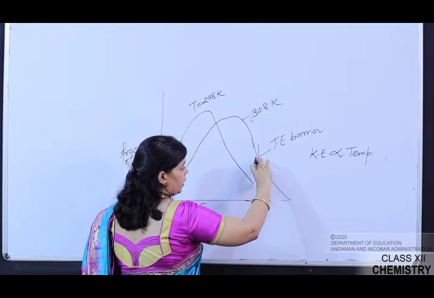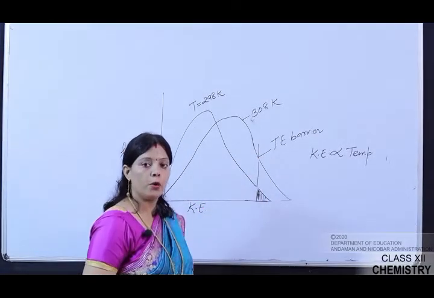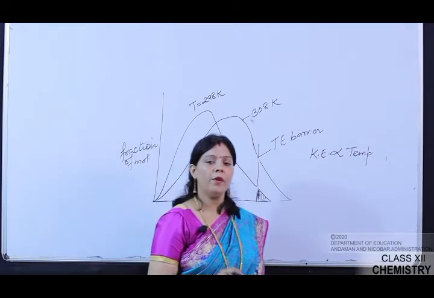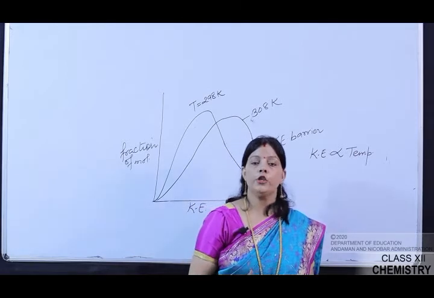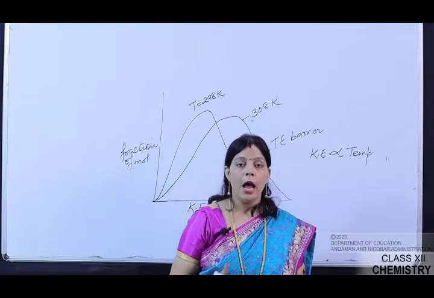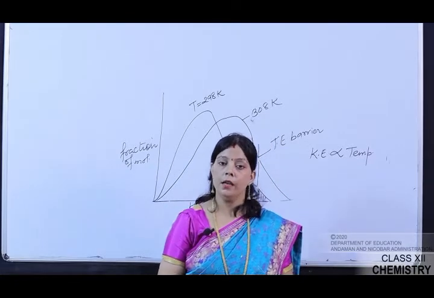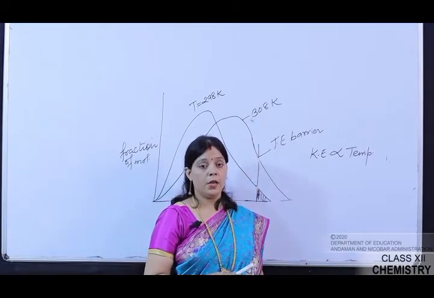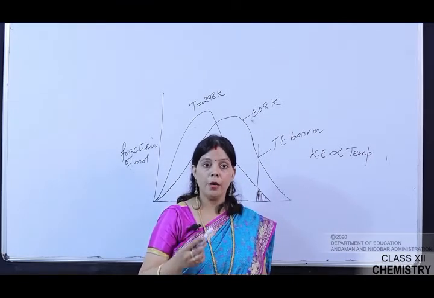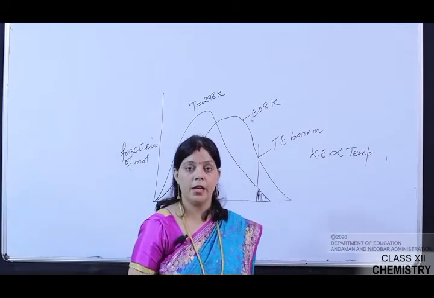It means the temperature increases the fraction of molecules having energy equal to or greater than the threshold energy barrier. So we come to the conclusion that when we are increasing the temperature, the kinetic energy of the molecules will also increase, and this increases the number of effective collisions, which in turn increases the rate of the reaction. So in this way the temperature increases the rate of the reaction by increasing the number of molecules with energy equal to or greater than the threshold energy barrier.